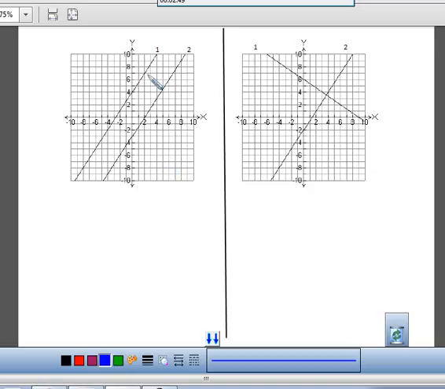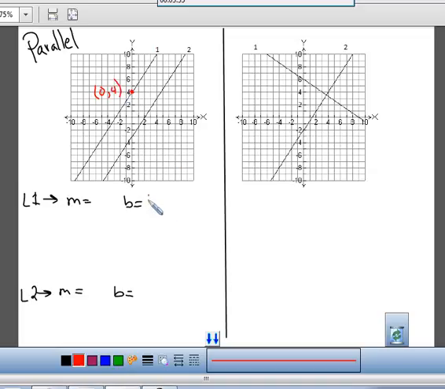Now, just looking at the picture here, I can tell that these two lines are never going to intersect. So these are parallel lines. So we know we're dealing with parallel lines here. Alright, so I've got line 1 and line 2. And what I need is m and b to be able to write the equation for both of these. For line 1, I look where it intersects the y-axis, and it's at the point (0, 4). So there's my b, it's 4.